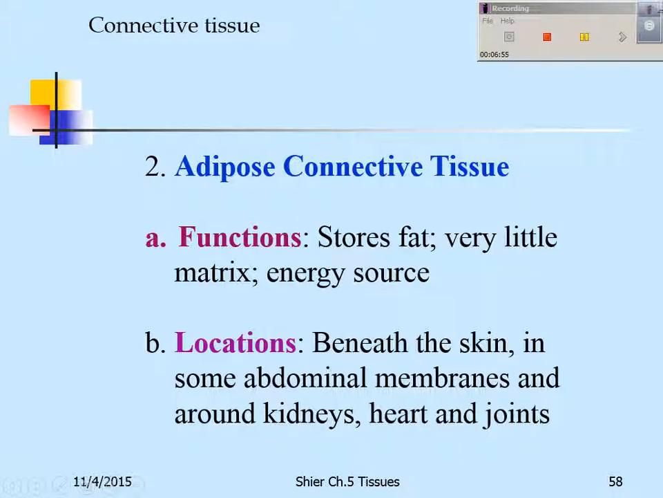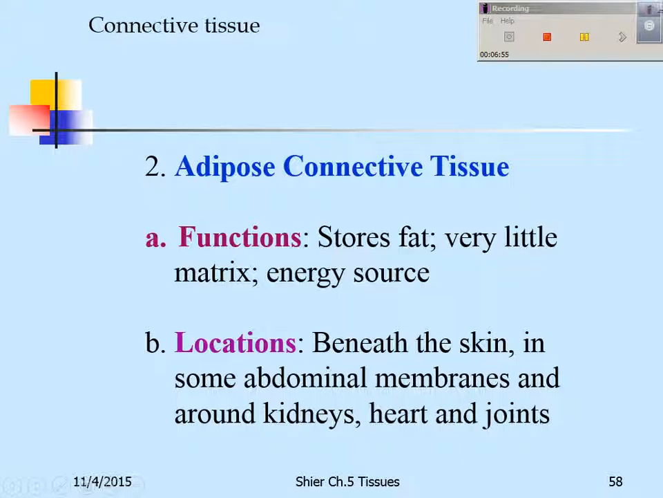So once you've written down the functions and the locations, I want you to take a minute just to think about, okay, why would we have fat around the heart? And why would we have fat around our joints? Why would we have it beneath the skin? And remember, we talked about, okay, adipose tissue is there to cushion and insulate. It's also there to be an energy source and to store fat. So we said cushioning, insulation, storage of fat, energy source. So if those are the functions of adipose tissue, why would we have it around the kidneys, around the heart, and around the joints?